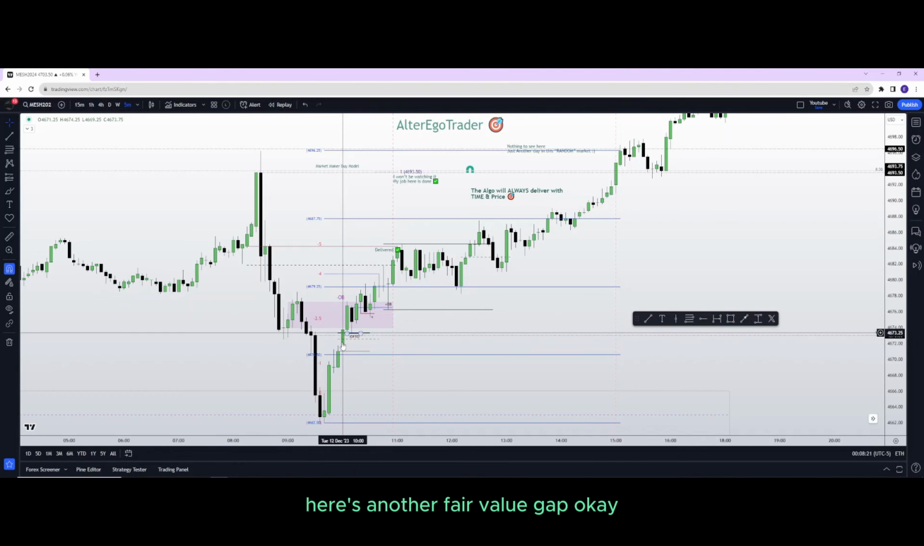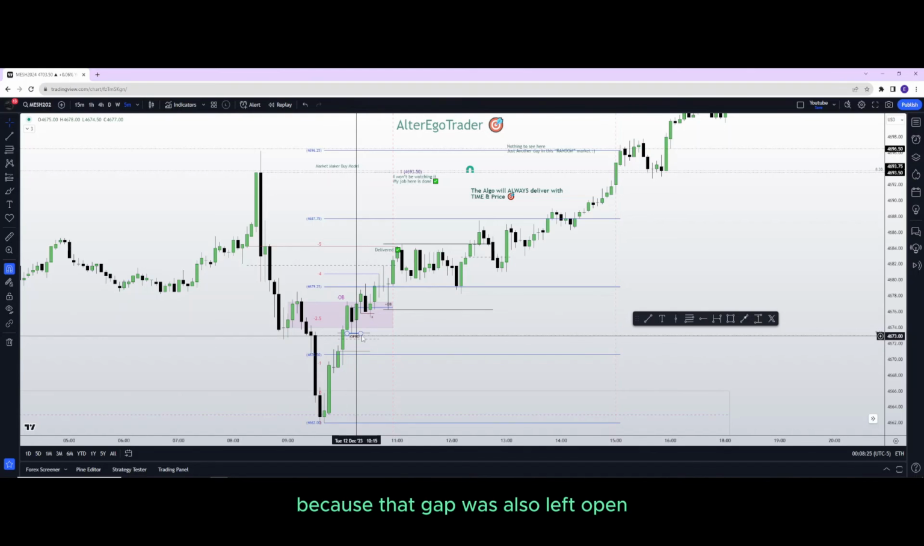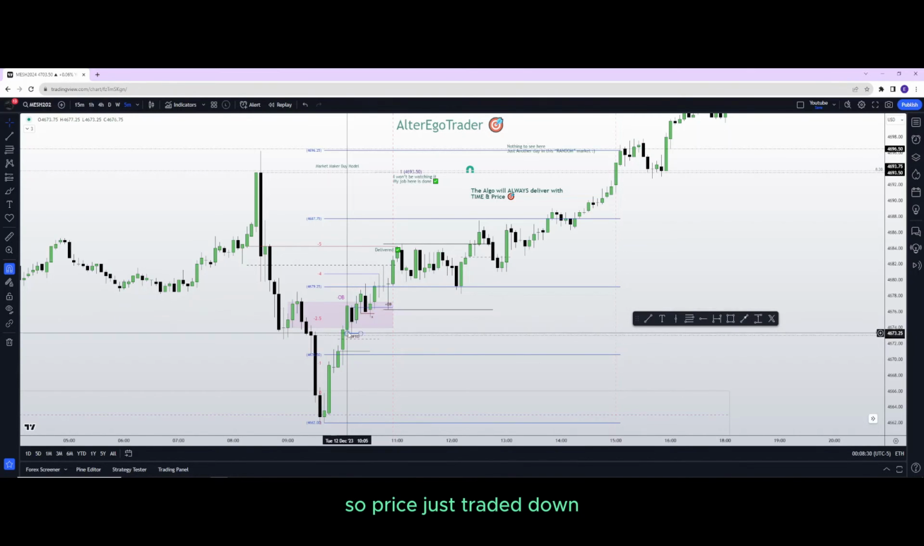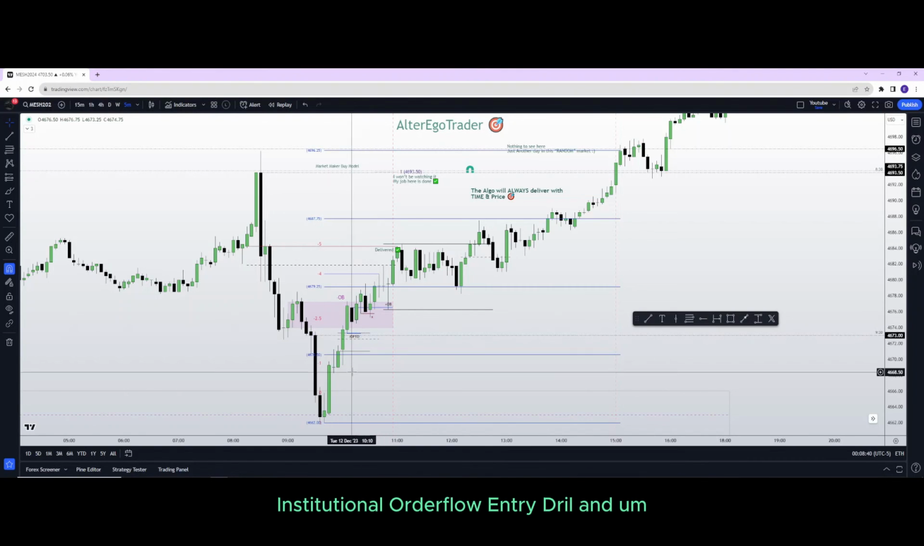Here's another fair value gap. Okay, and we have institutional order flow entry drill because that gap was also left open, so price just traded down to the very low of that candle. That's 46,730.25, the low of this candle, 46,730.25, right? Institutional order flow entry drill.